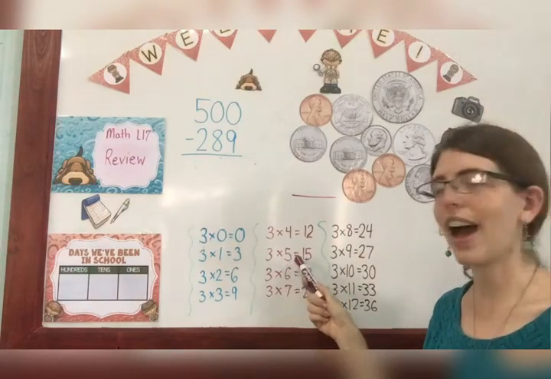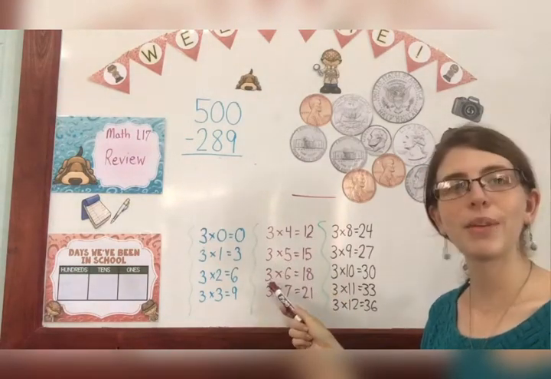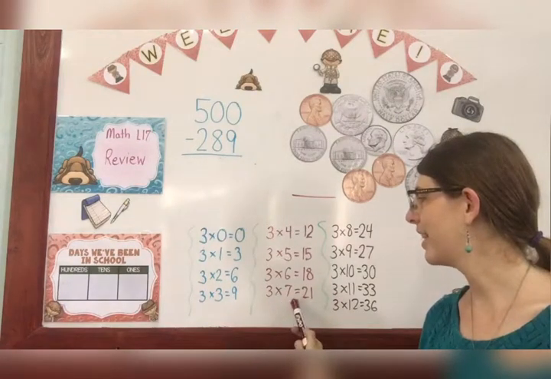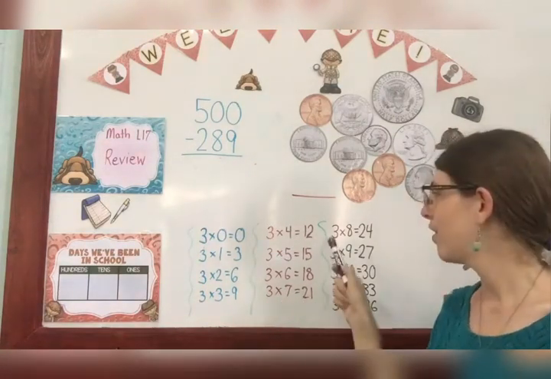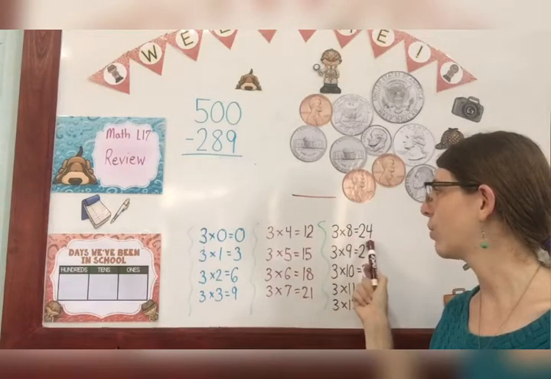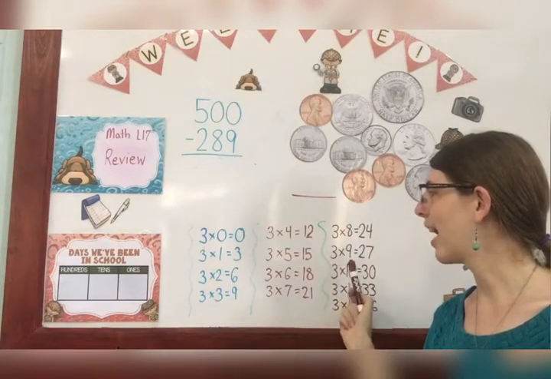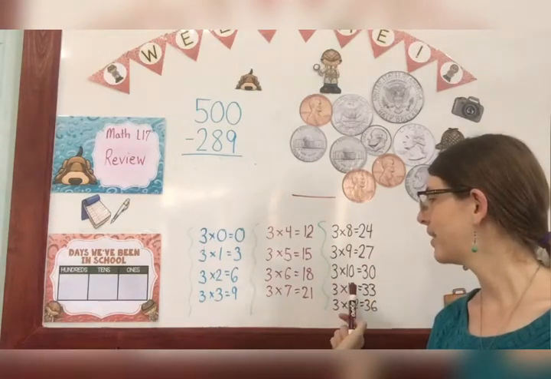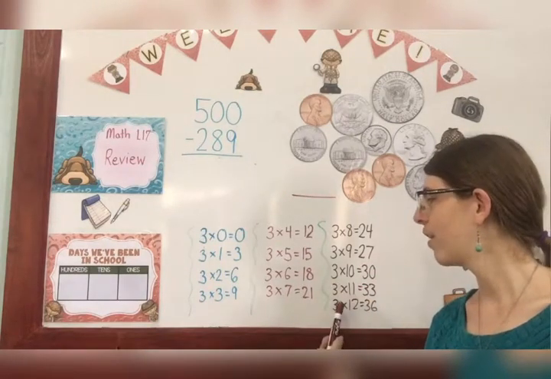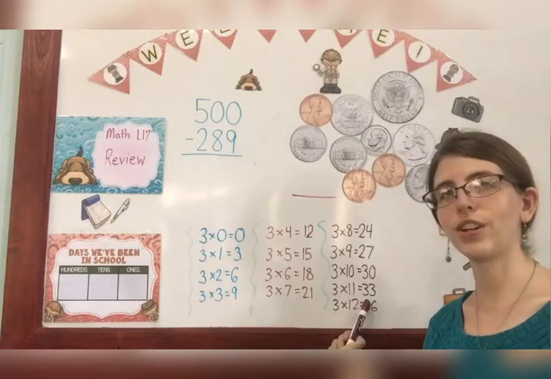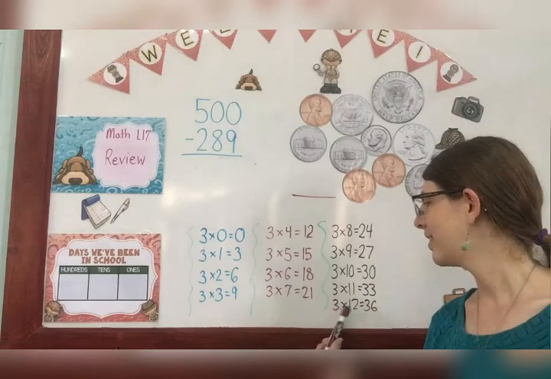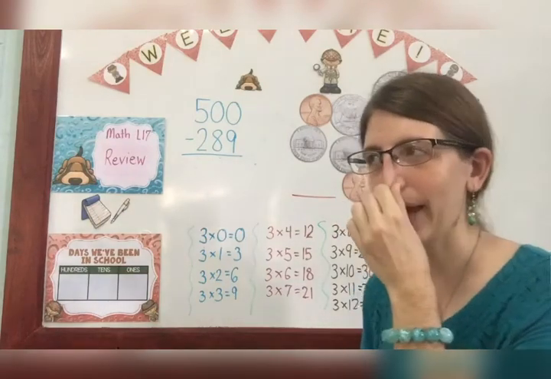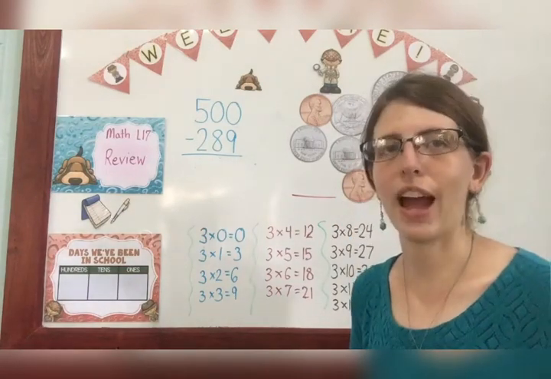3 times 4 equals 12. 3 times 5 equals 15. 3 times 6 equals 18. 3 times 7 equals 21. 3 times 8 equals 24. 3 times 9 equals 27. 3 times 10 equals 30. 3 times 11 equals 33. 3 times 12 equals 36. Good work.